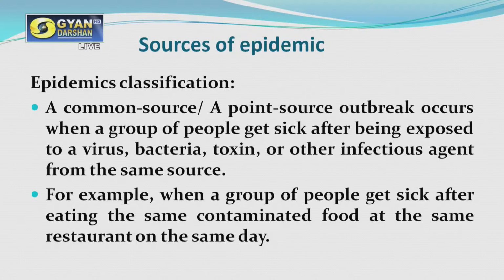There are many other examples of epidemics, like a common source epidemic or a point source outbreak, which occurs when a group of people get sick after being exposed to a virus, bacteria, toxins or other infectious agent from the same source, a common source. For example, when a group of people get sick after eating the same contaminated food at the same restaurant on the same day. So these things are important when you are asking for the history from the patient, whether they were in a group and ate the food at the same place.